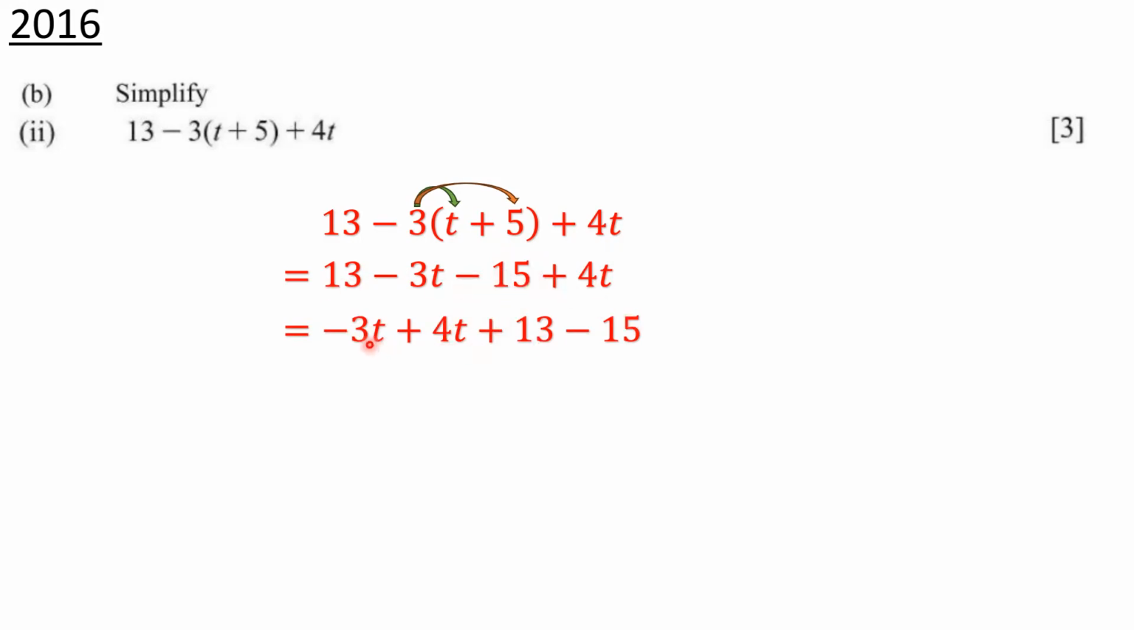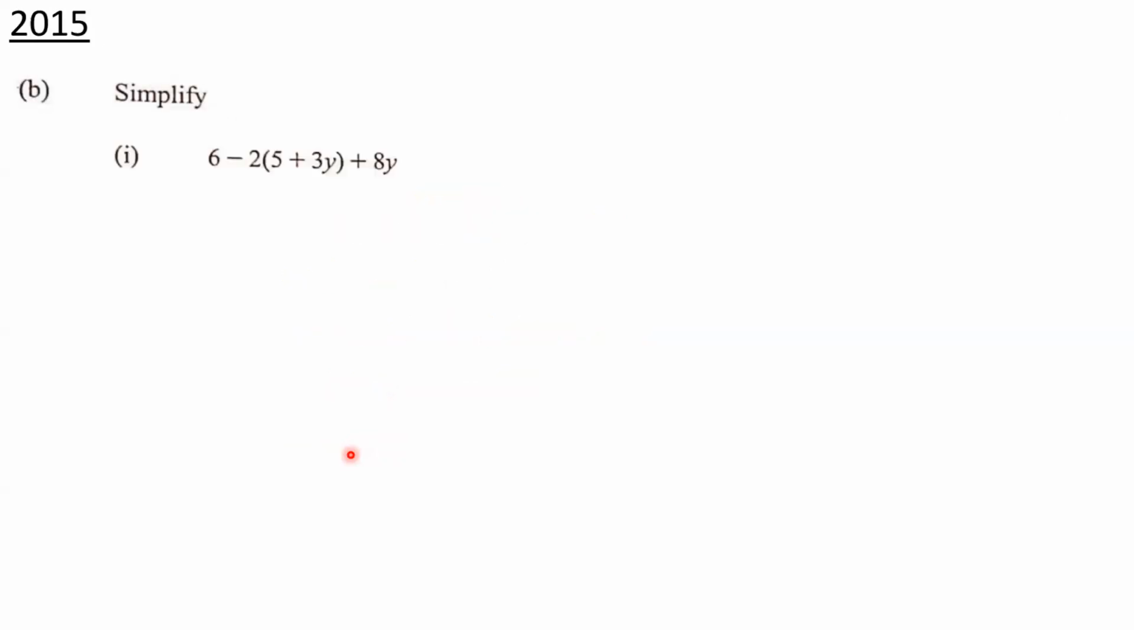Now, what is negative 3t plus 4t? Well, that's definitely going to be 1t. And what is 13 minus 15? Well, 13 minus 15 is definitely going to be negative 2. And so that means that our final answer is t minus 2. And that's how we simplify this expression. Okay, let's move on to the next question.